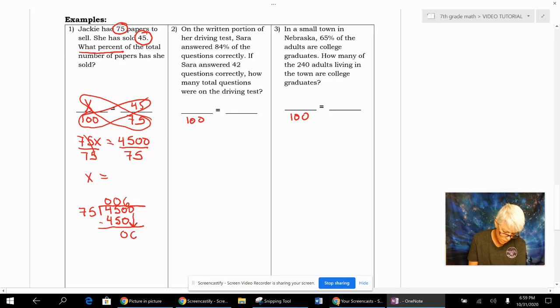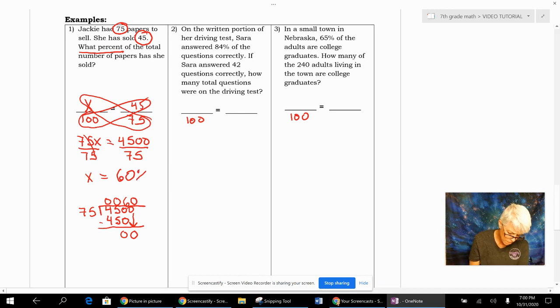Now, the second thing you want to remember is if you have to bring down a 0, you have to deal with the 0. Even though 75 doesn't go into that 0, we have to make sure to put that 0 up here. So the answer to our question is 60. Now, it's 60%. It is so important for you to remember the percent sign when it's a percent.